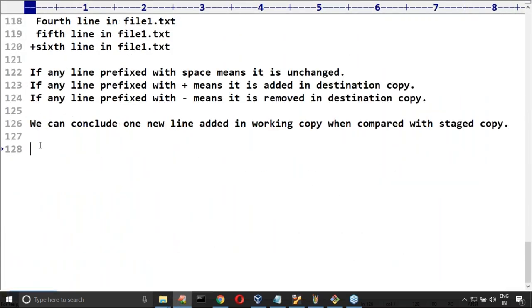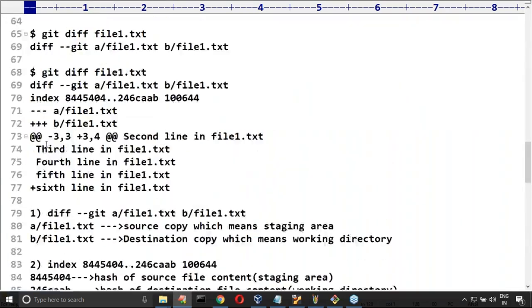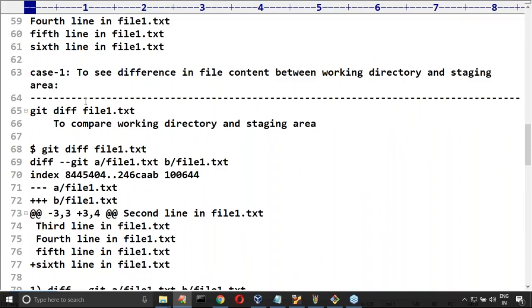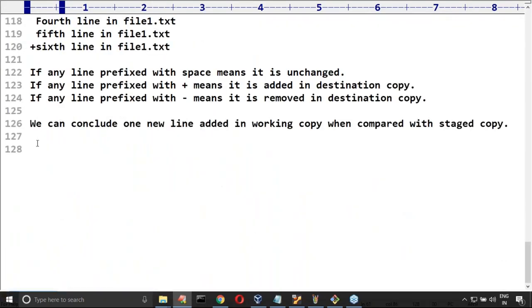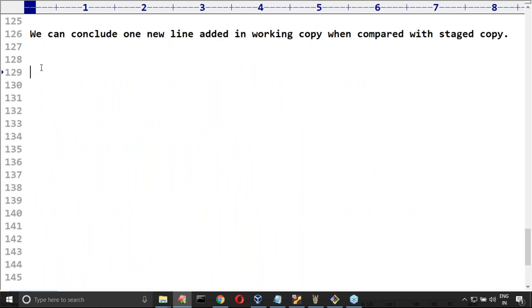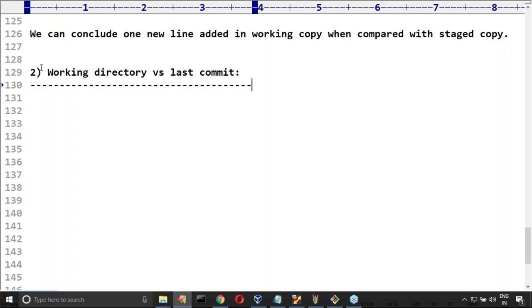Now, up to this point, which comparison did we test? First, we tested the working directory and the staged copy. Correct. Now the second thing I have to discuss, take very special care about this one: the working directory and the last commit. I want to compare the working directory versus the last commit. Second comparison, working directory versus last commit.